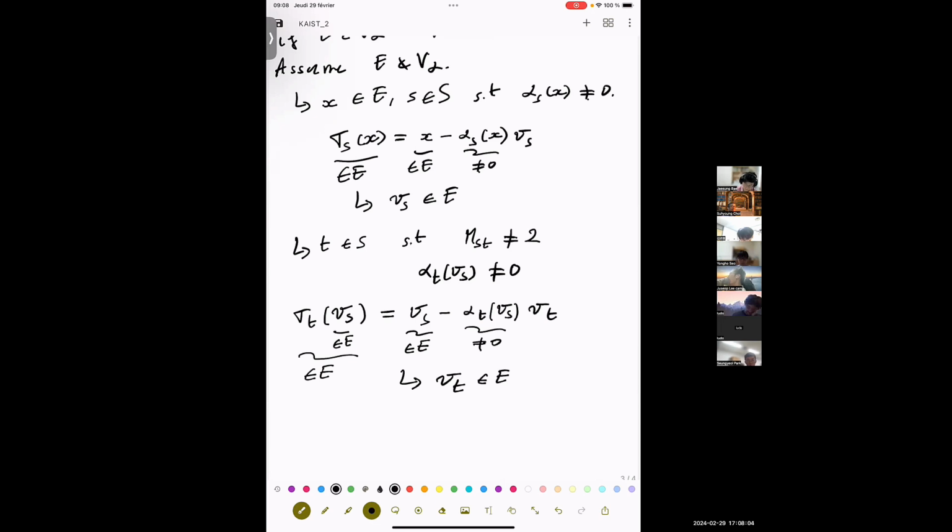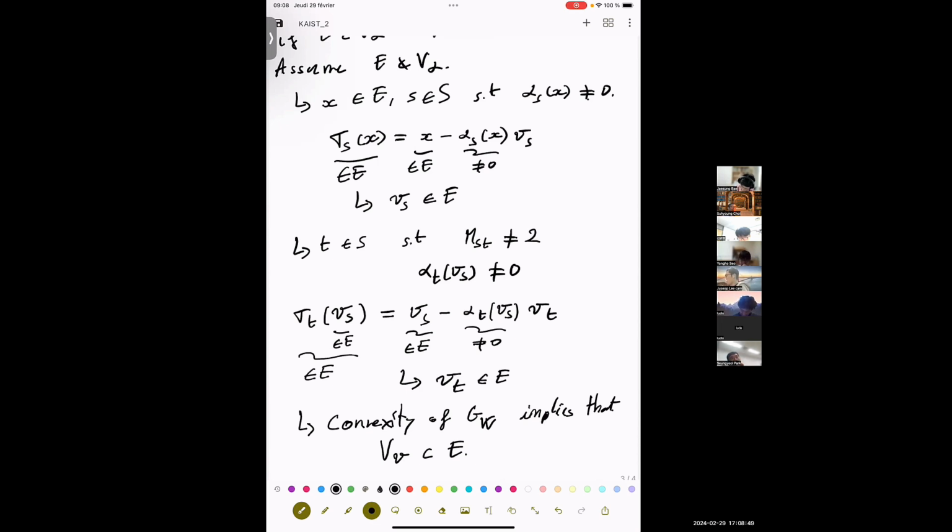So I have one s such that v_s is in E. This gives me all the neighbors in my Coxeter diagram: the v_t are also in E. But my graph is connected since my group is irreducible. So the connectedness of the Coxeter diagram of W implies that V_V is included in E.